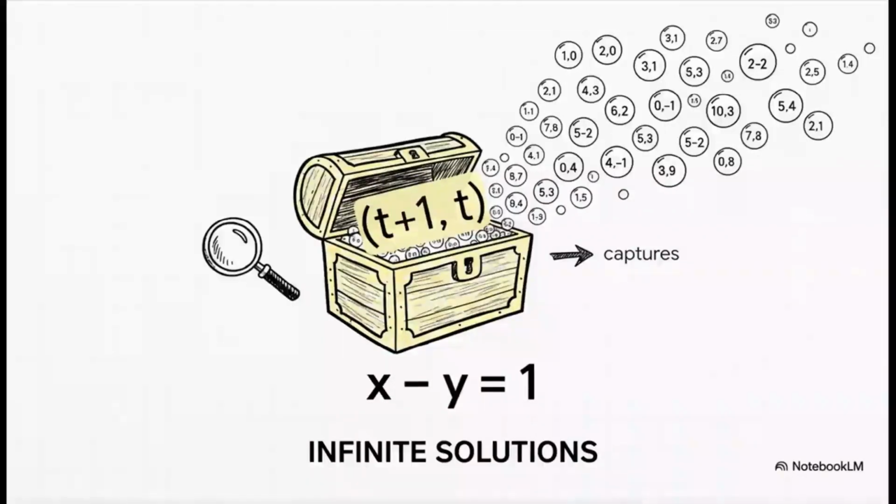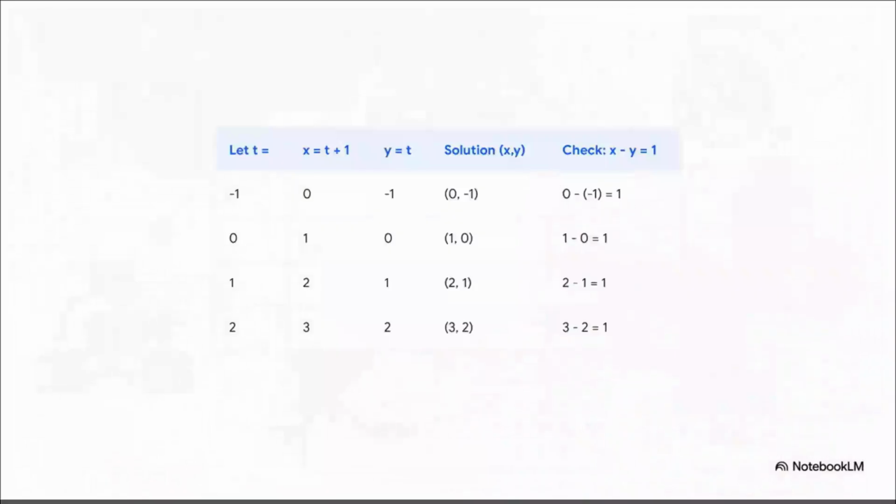How cool is that? Let's just kick the tires on this thing. Pick any number you want for t. Let's say t is 0. Well, then you get the point 1, 0. And yeah, 1 minus 0 is 1. What if t is 1? You get 2, 1. 2 minus 1 is 1. What if t is a negative number, like negative 1? You get 0, negative 1. And 0 minus negative 1 is 1. See? It works every single time, cranking out every possible solution.